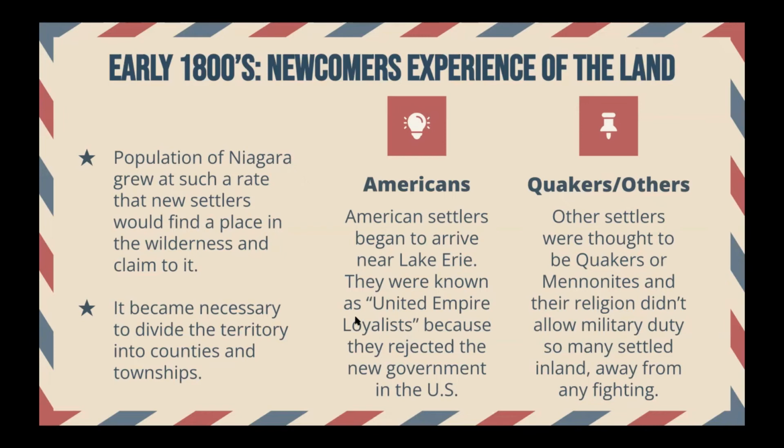The new American settlers began to arrive near Lake Erie. They were known as United Empire Loyalists because they rejected the new government in the US. And there were other groups as well, like the Quakers and Mennonites. Their religion didn't allow military duty, so many of them settled inland away from any fighting.